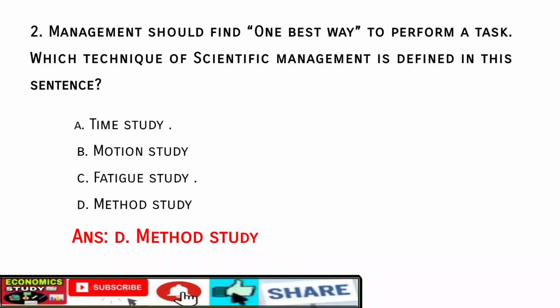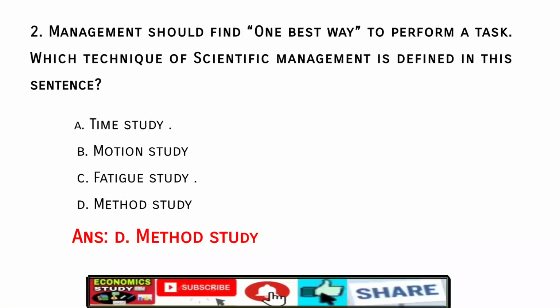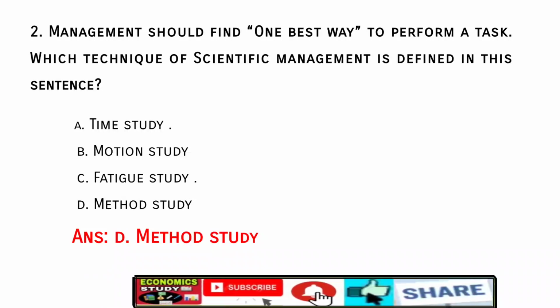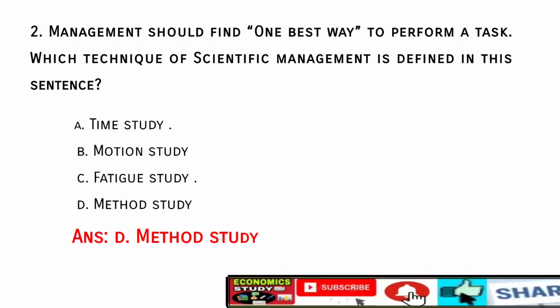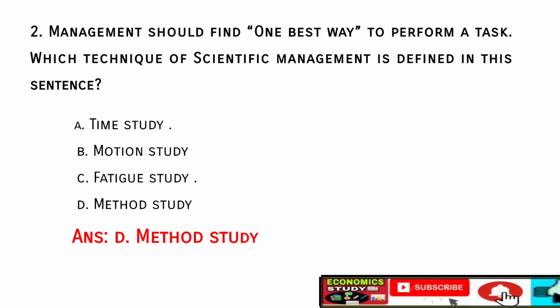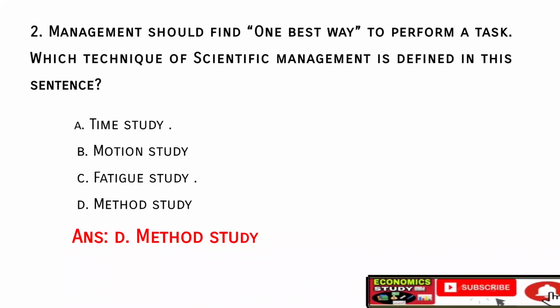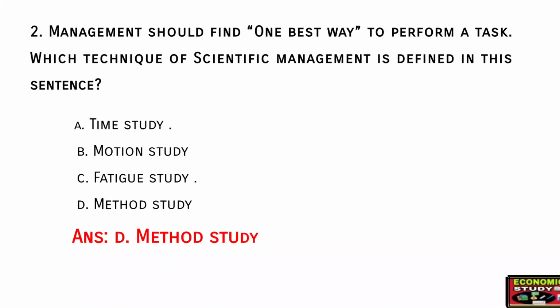Next question, question number 2. Management should find one best way to perform a task. Which technique of scientific management is defined in this sentence? Option A, time study. Option B, motion study. Option C, fatigue study. Option D, method study. Right answer is option D, method study.